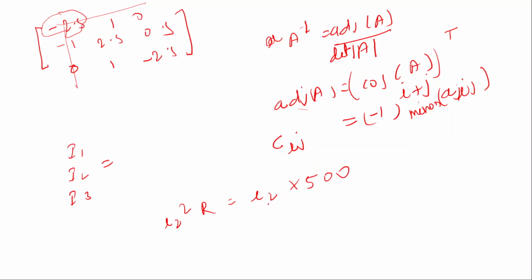If we take resistance in kilo ohm and current in milliampere, then the power will be in milliwatt. Okay.